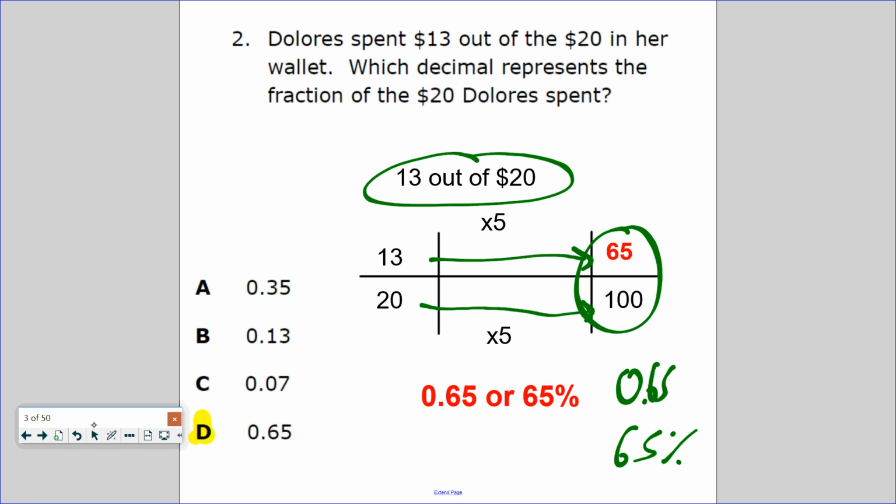Do you see it anywhere here? It is right there. So she spent, in other words, more than half of the money in her wallet. So we know it's more than 50%. So that's why D is the only one that makes sense.